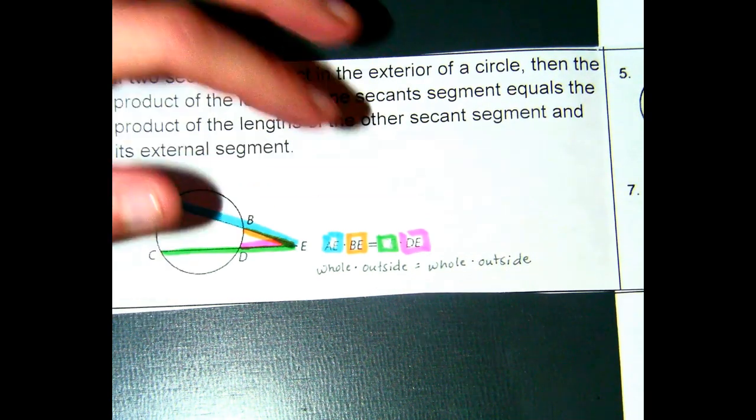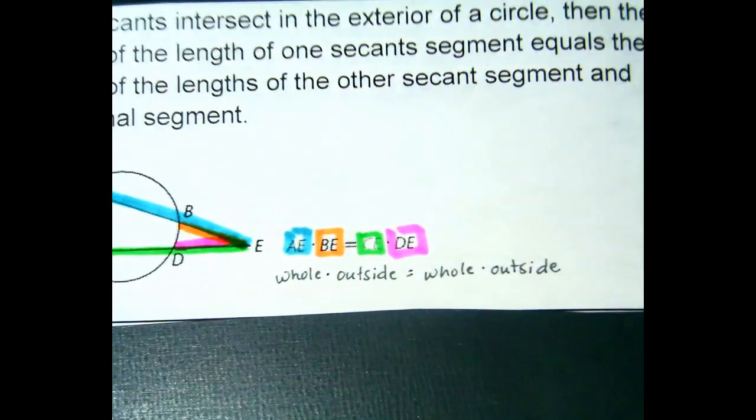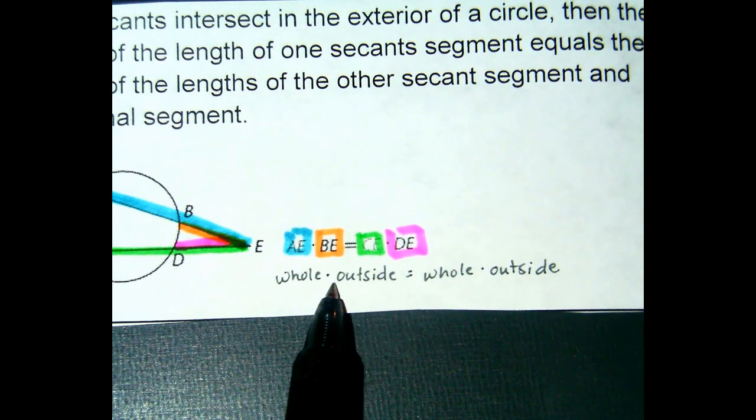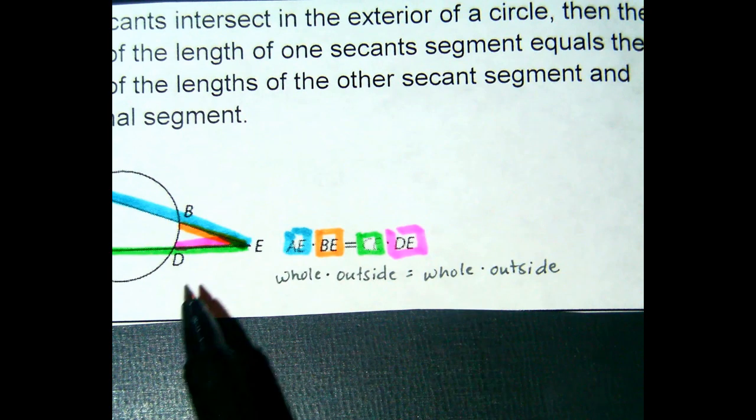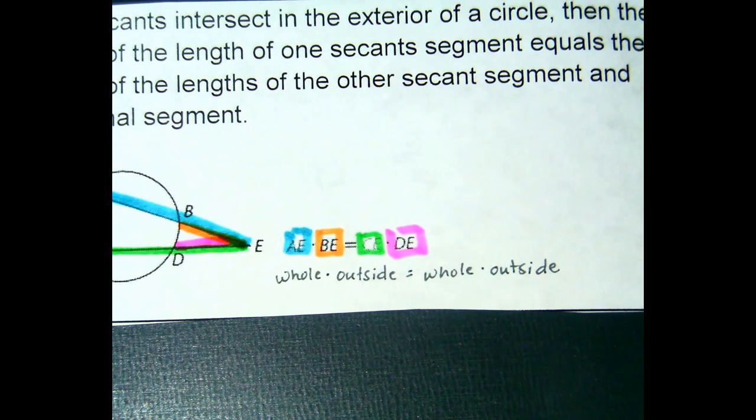Of course, the theorem is in real mathematical language. It says the secant, which is the whole, times the external, the outside piece, is equal to the whole, the secant, times the outside, which is the external. That's what that theorem is saying. But I remember it as whole times outside equals whole times outside, which means sometimes we're going to have to add things together to find the whole thing. You always have to have the whole piece in order for this to work.